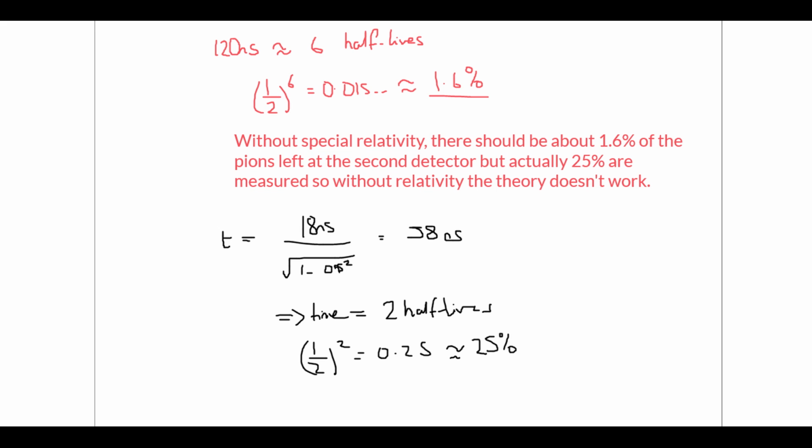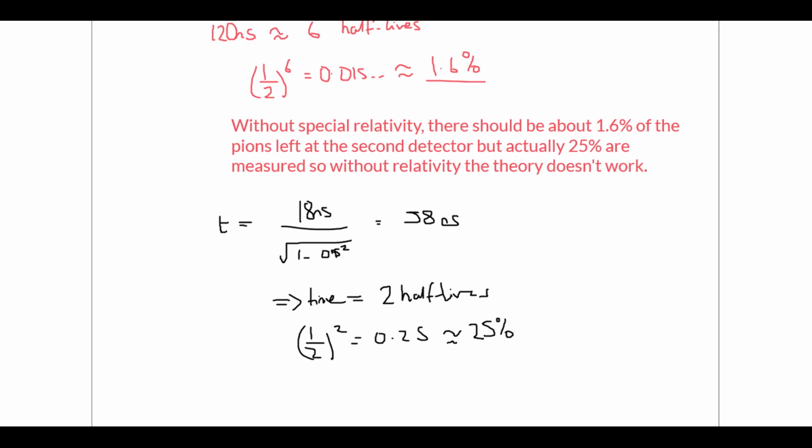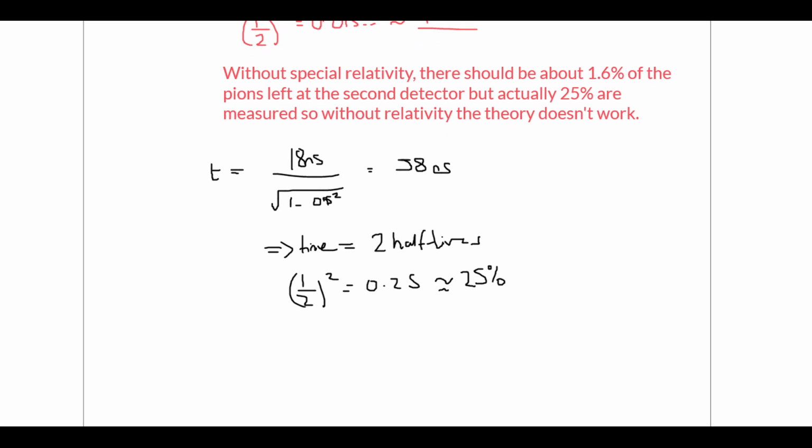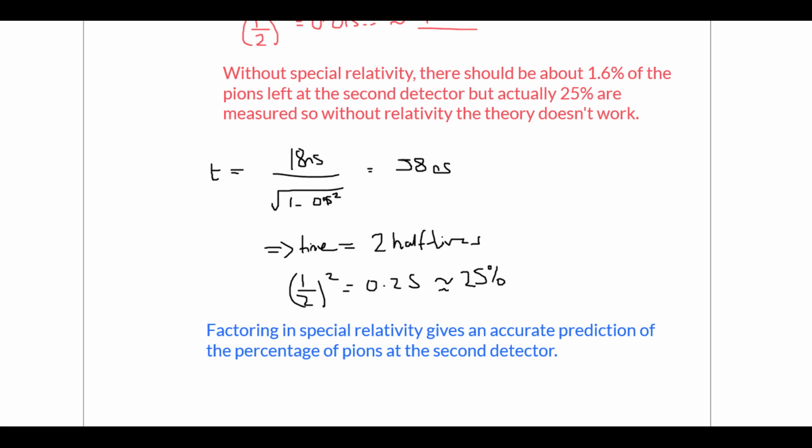So looking at it from a special relativity perspective, we can see that it accurately predicts what we get at the end, but without it we get something completely different. So we can see that this works there. And anytime we can experimentally verify a prediction, that's a good indication the model you're using to make that prediction is correct. So that's great.